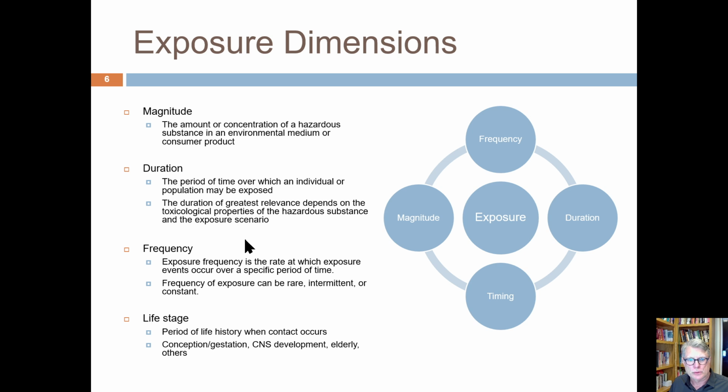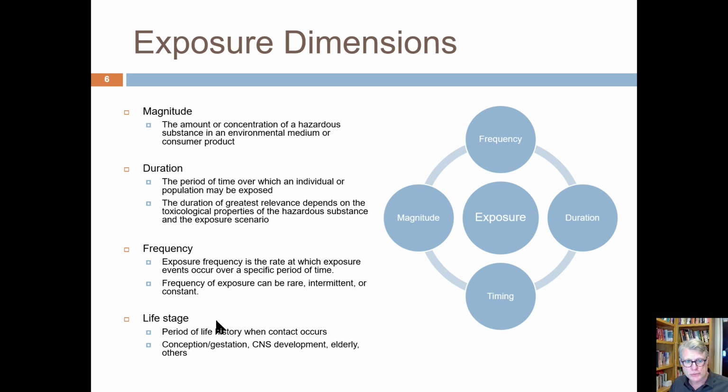Frequency of exposure is the rate at which exposure events occur over the duration of exposure. The frequency could be all the time, right? In that case, frequency happens continuously. Or that frequency could be intermittent, say once a week, once a month, once a year, etc.